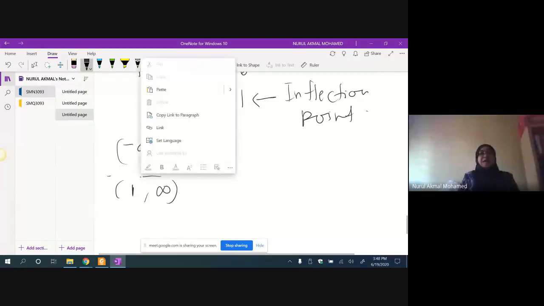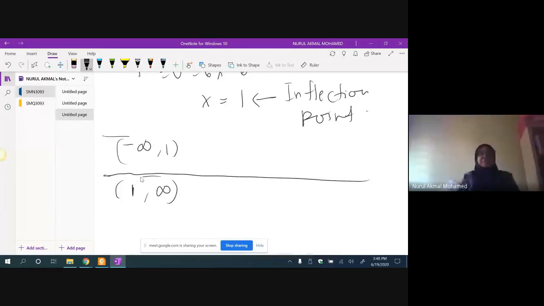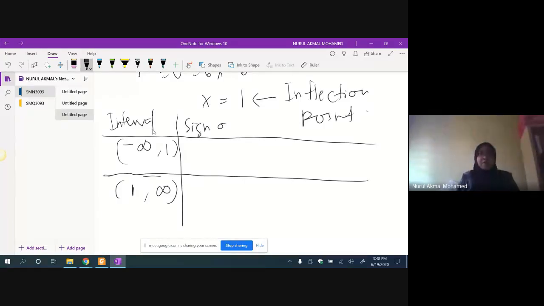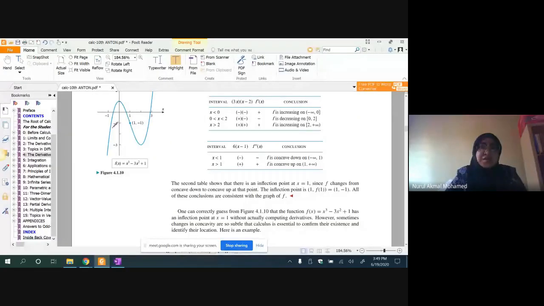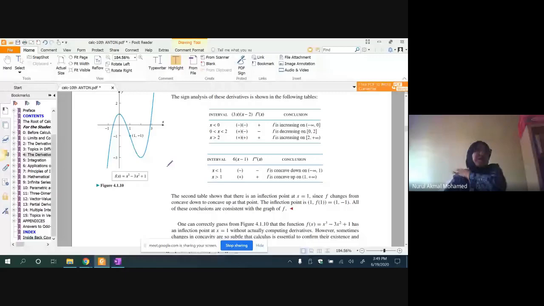And then the book, these are the intervals. The book finds the sign of f double prime for any value between negative infinity up to 1, and it is negative. So that's why for this part here, it is concave downward, and for x greater than 1, it is concave upward. So that is how the book shows you how to get the second derivative test.